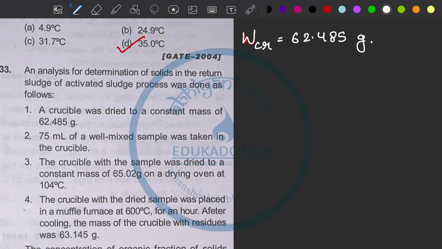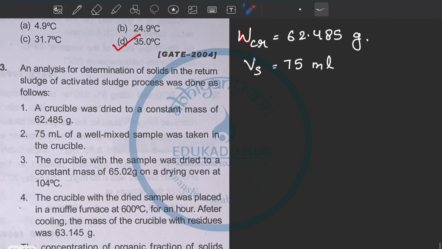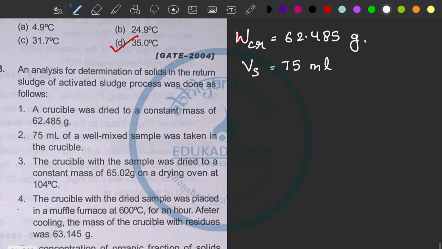75 ml of well mixed sample was taken in the crucible. They have taken the volume of sample as 75 ml. Now next, in the third step, the crucible with the sample was dried to a constant mass of 65.02 gram in a drying oven at 104 degrees Celsius. So at 104 degrees Celsius they have dried the sample.